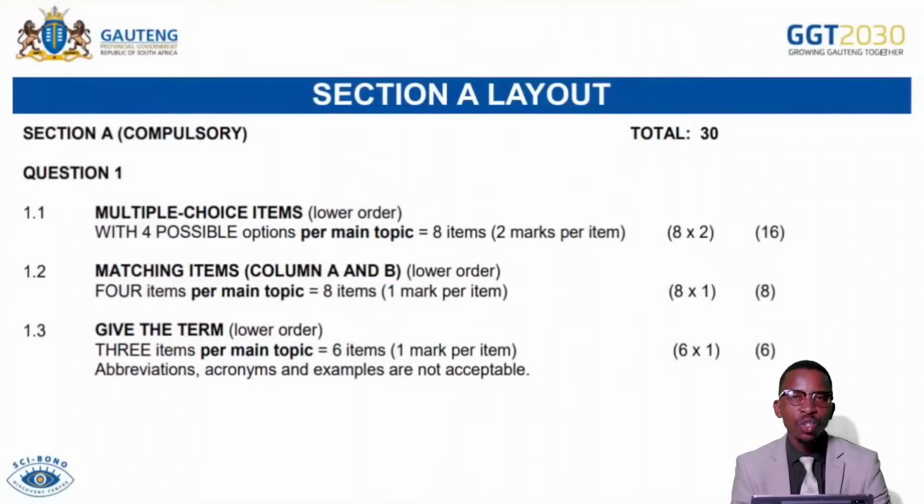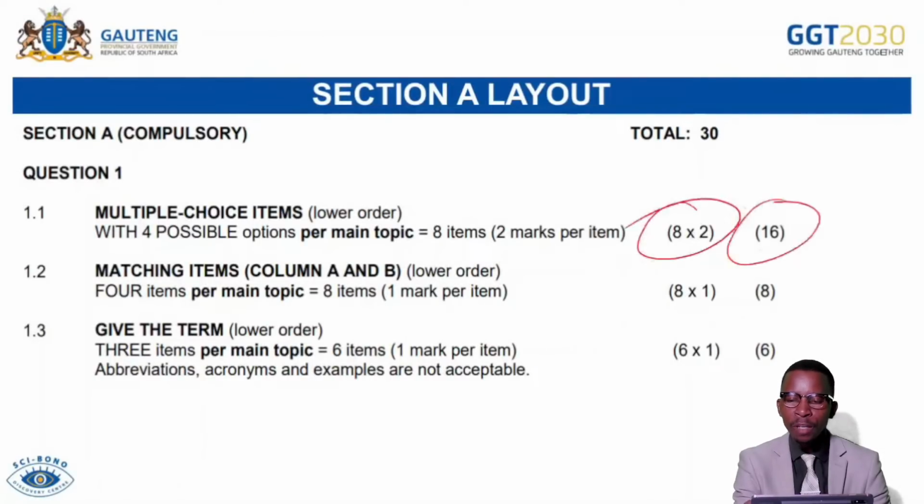So we have section A, which is compulsory. So this is the layout. Question 1, we have multiple choice, which is the lower order, by the way, because we are given the question statement with 4 options. You must choose the one most correct option. Other options might be related, but there is one option which is outstanding and correct. So remember, each answer is worth 2 marks. Then we have 8 questions that will give you 16 marks.